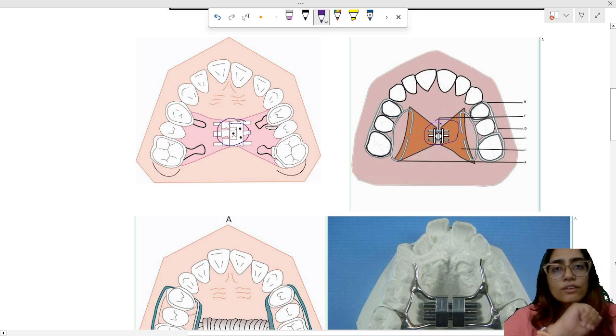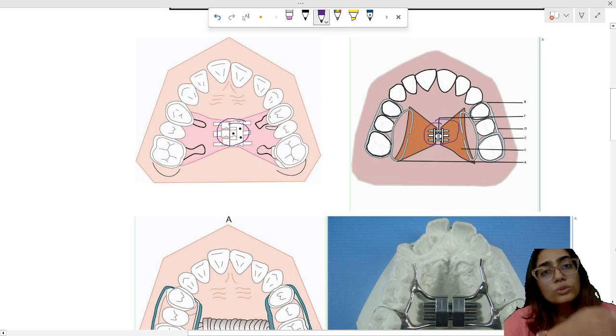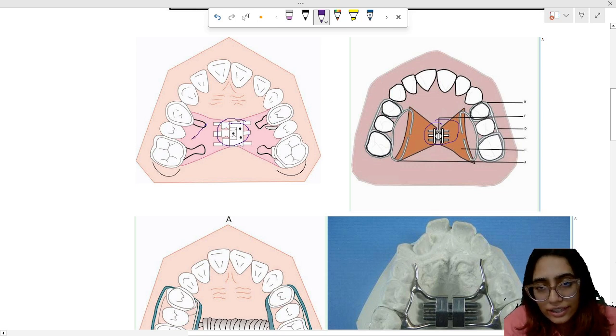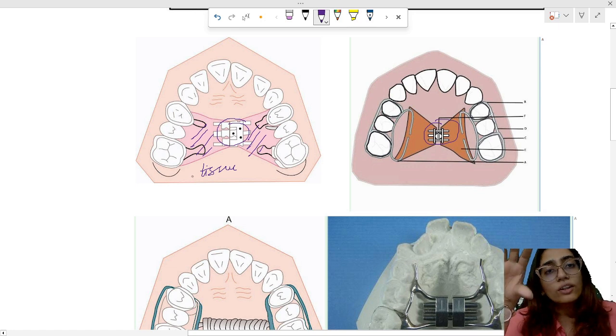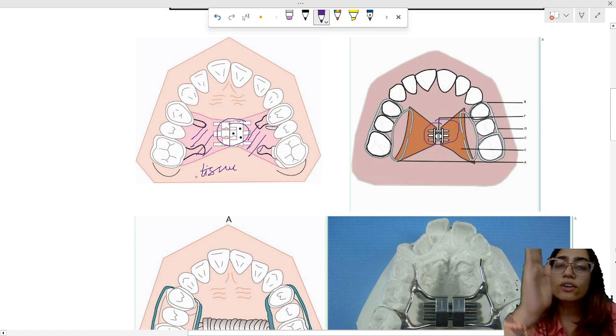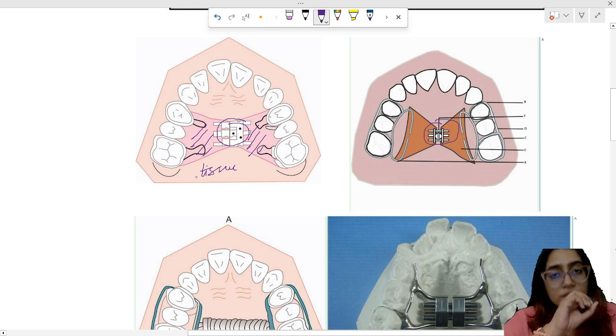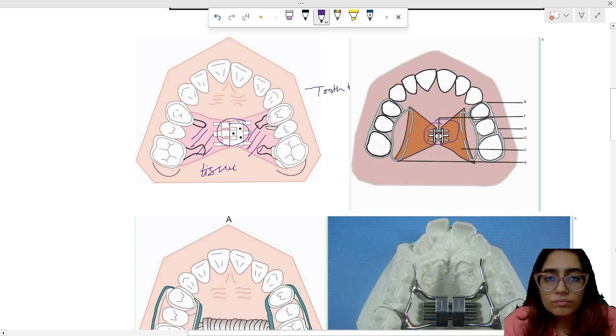Now you need to decide whether it is a tooth-borne appliance or a tooth and tissue-borne appliance. When you see this acrylic portion that is covering the palate, you immediately need to make out that it is taking support from the tissues as well, right? There can be acrylic on the occlusal aspect, but when you see acrylic on the palatal aspect, it should be a signal that this is a tissue-borne appliance. So these two appliances are tooth and tissue-borne, right? Tooth-borne by default because they take support from the premolars and molars, and tissue because you can see an acrylic plate that is taking support from the palatal tissue. Therefore these are tooth and tissue-borne appliances.